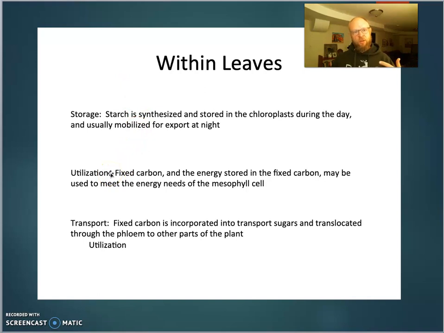Within the leaf, sometimes those simple sugars produced during the Calvin cycle are used immediately, either for their carbon skeletons or for the energy. Or, as we know from last week, a lot of those sugars are loaded into the phloem via either apoplastic or symplastic pathways and transported somewhere else in the plant. Where those sugars are produced is the source, and wherever those sugars are needed, whether it's for building new biomass or for energy, that's the sink. Those sugars move through the phloem from source to sink.